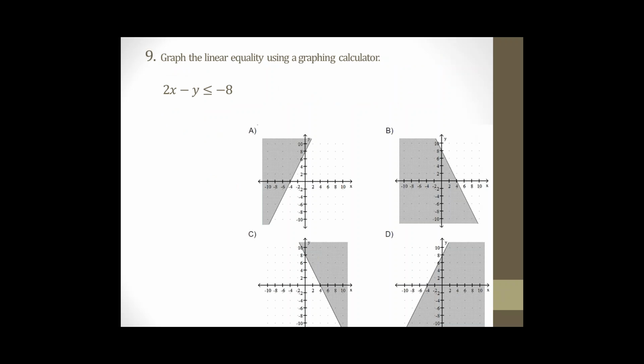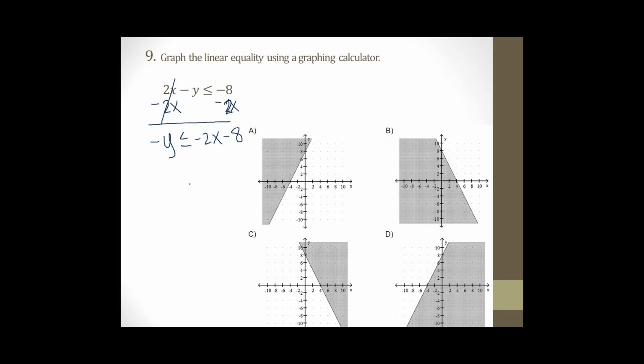So number 9 says to graph the linear inequality using a graphing calculator. So here's our inequality here: 2x minus y is less than or equal to negative 8. Like I said before, you want to put it in slope-intercept form if you're going to use the graphing calculator. So we want to set it where y is by itself. So let's start by subtracting 2x. So negative y is less than or equal to negative 2x minus 8.